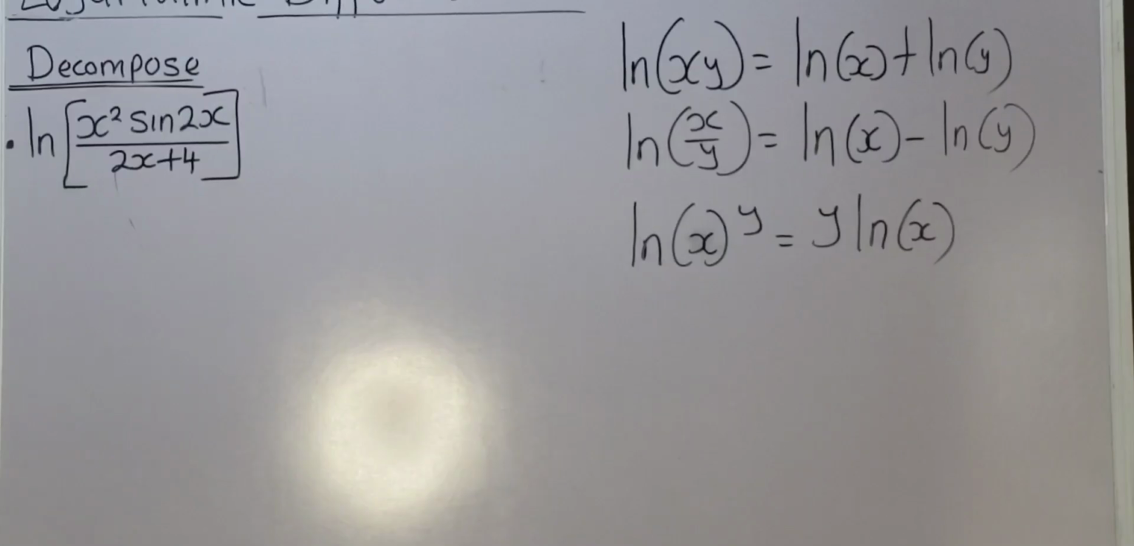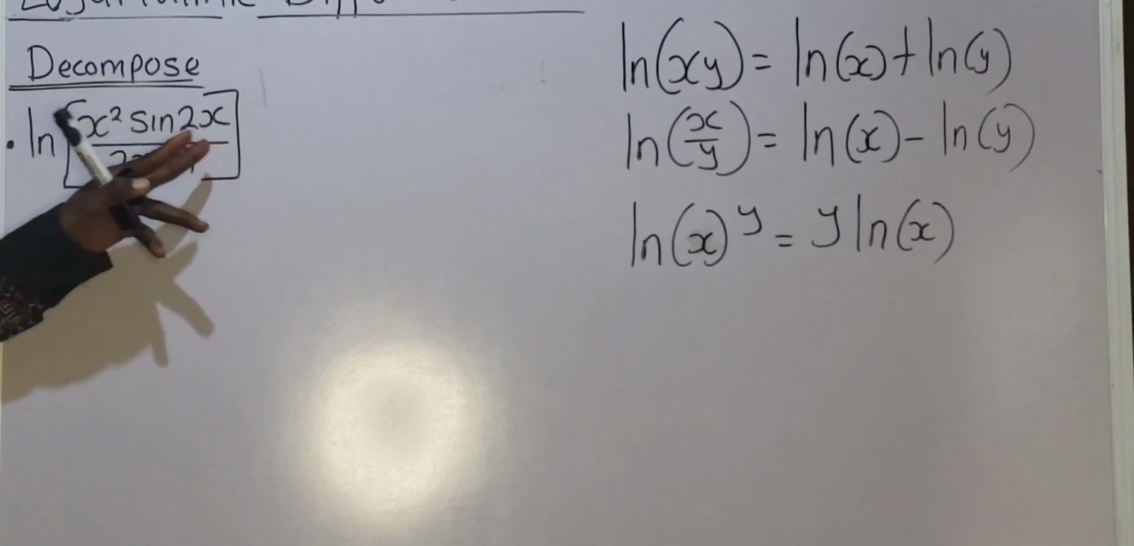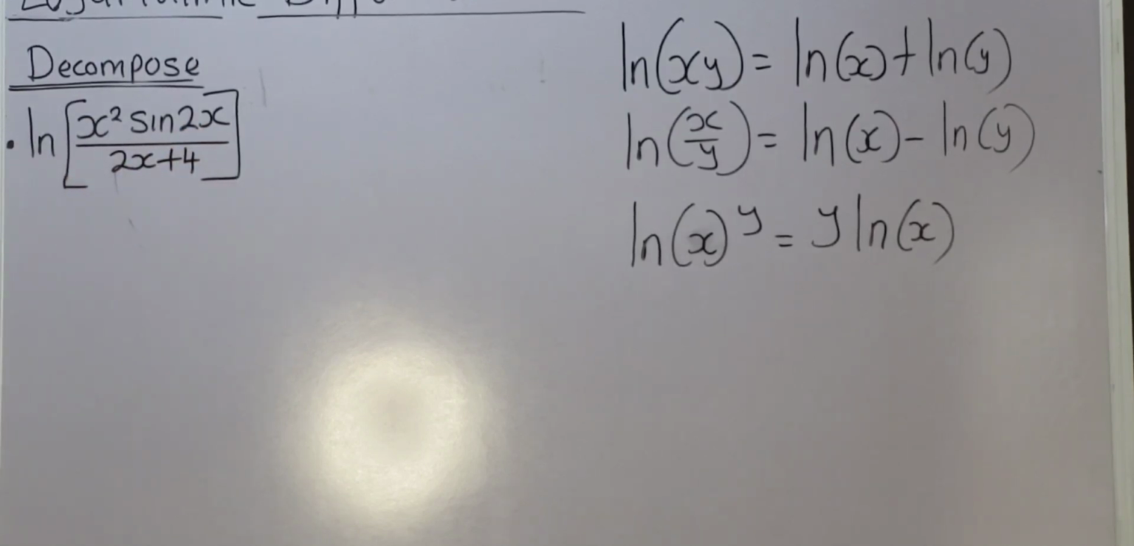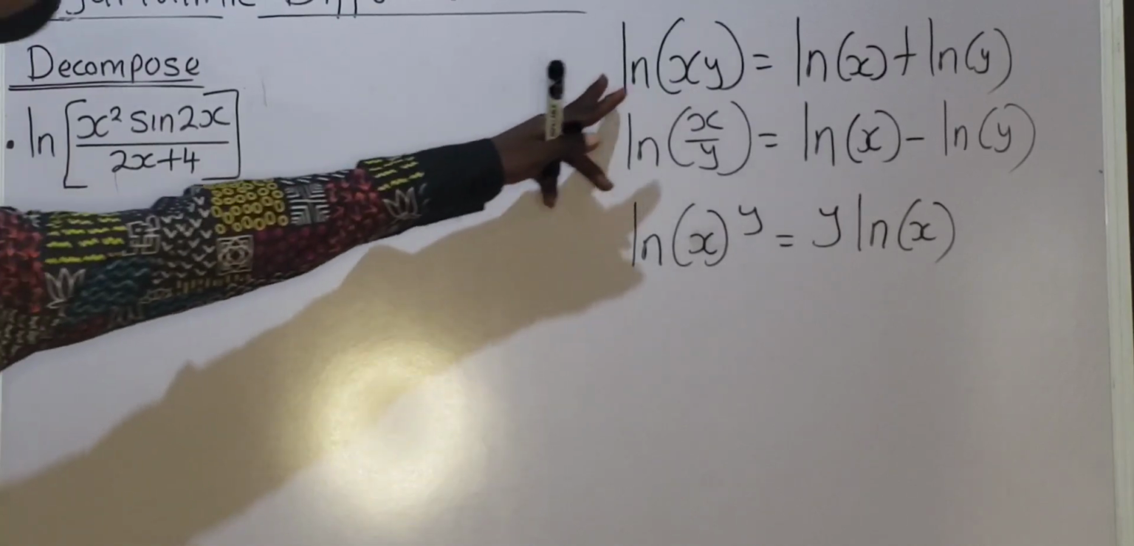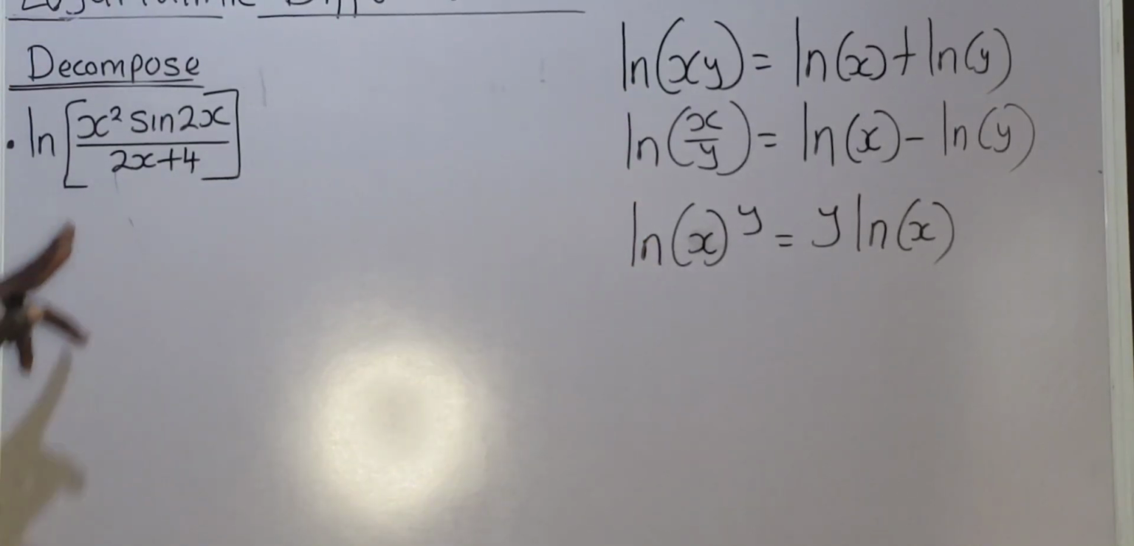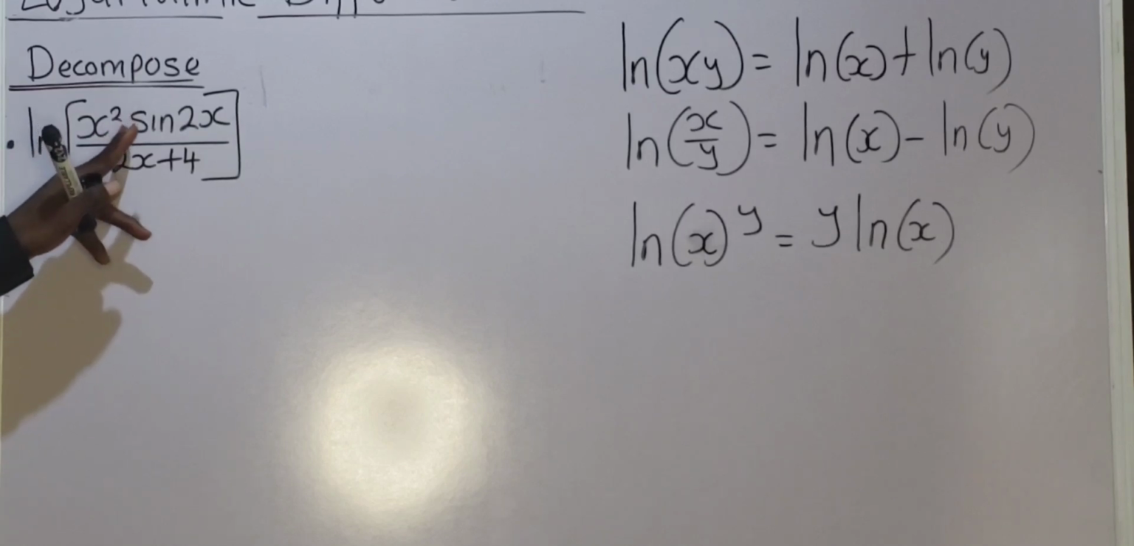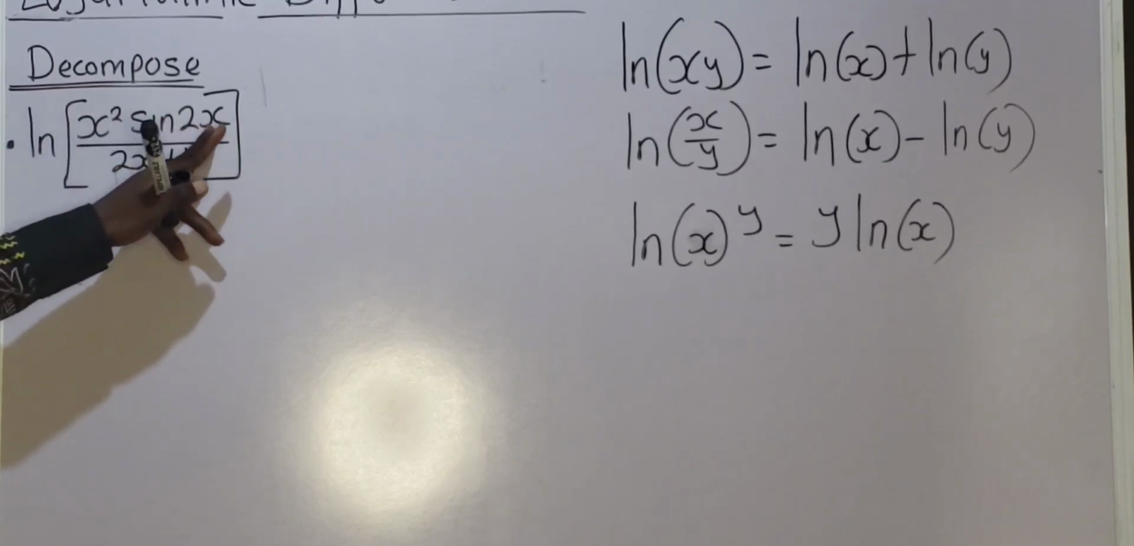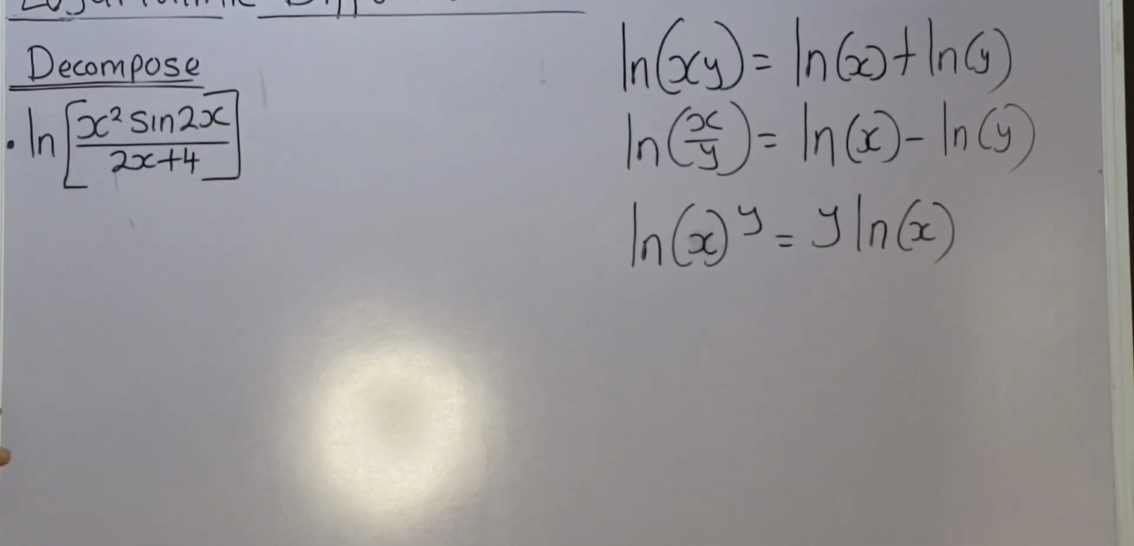So we are told to decompose ln of x squared sine 2x all over 2x plus 4. Don't forget that I told you the natural log of a product of two numbers is equal to the sum of the natural logs of the numbers, according to this law. Do you understand? And if you look at the numerator of this function, you can see that the sign between x squared and sine 2x is what? A product sign. Do you understand?